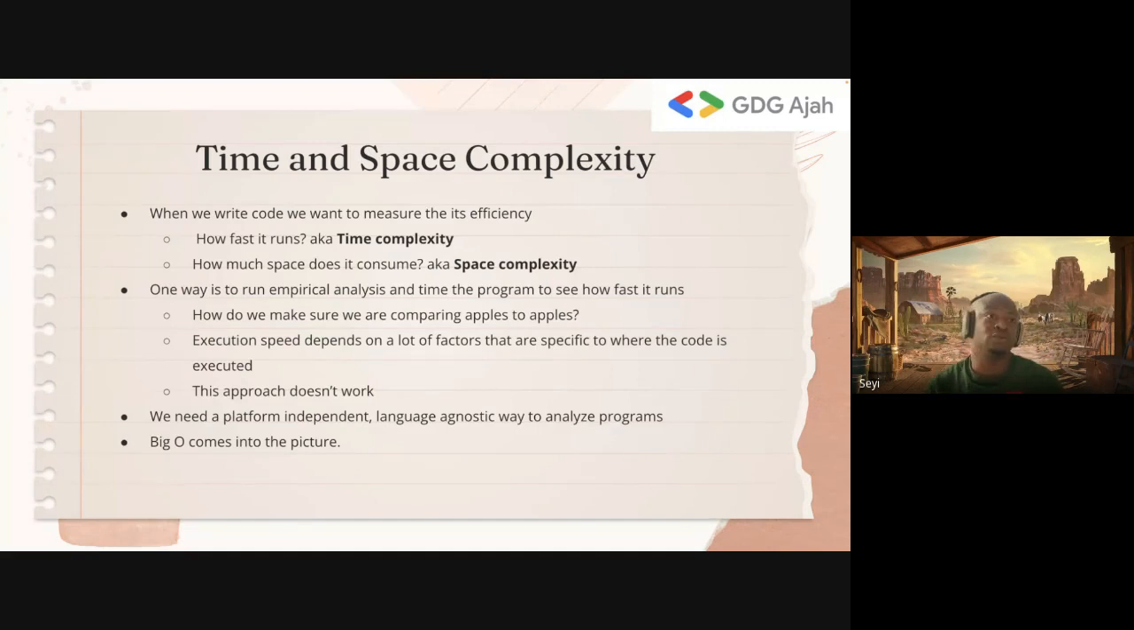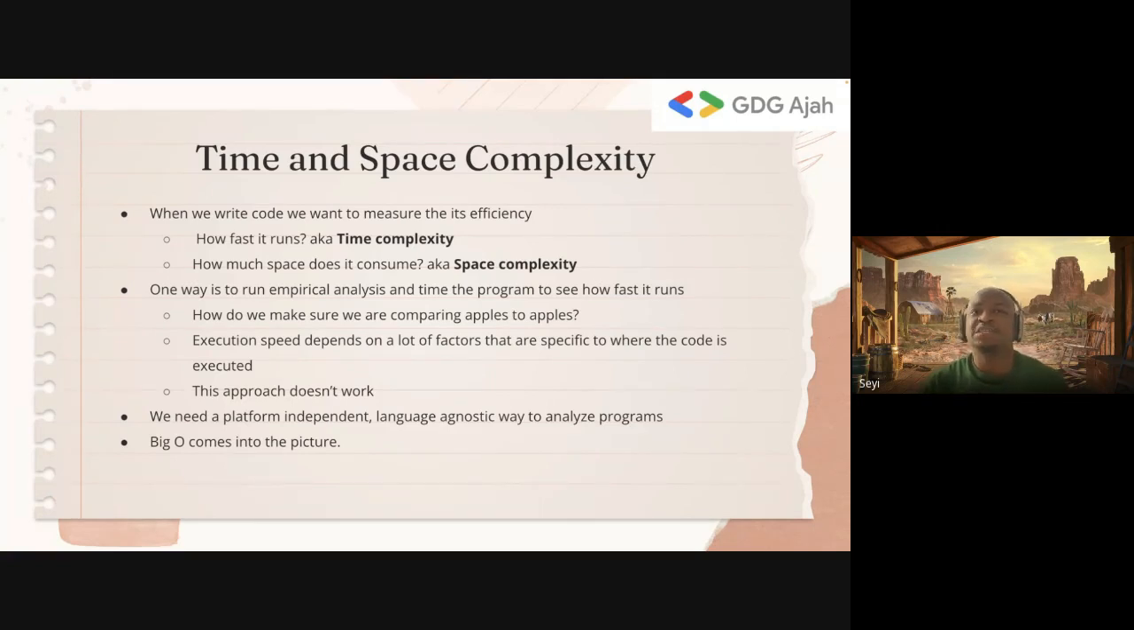So one way that I've done is just to do an empirical analysis. We time the program and see how fast it runs. But there's a problem there. How do we make sure we're comparing apples to apples? The execution speed of the program is dependent on many factors. You have your program, you're going to compile it, or you have an interpreter, then you have to translate it to machine code that depends on the instruction sets. Then you have your CPU, which determines how many operations it can run. Just too many variables.